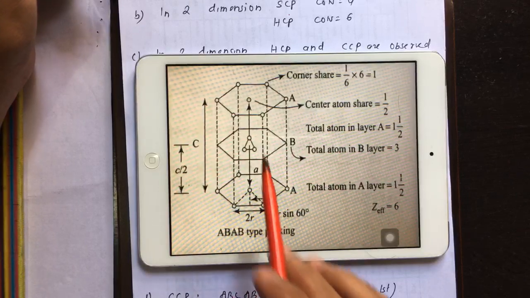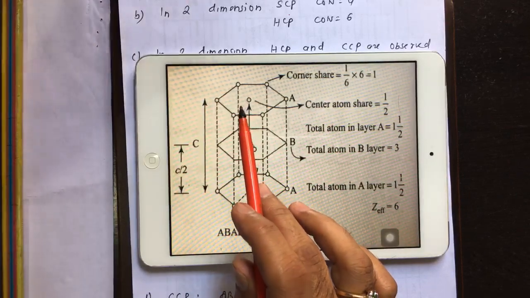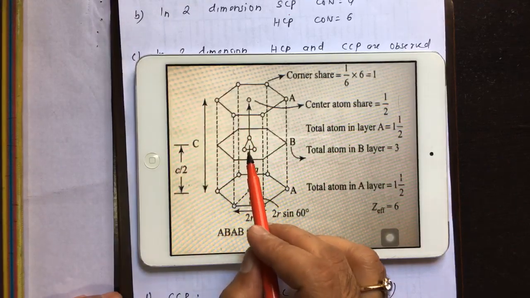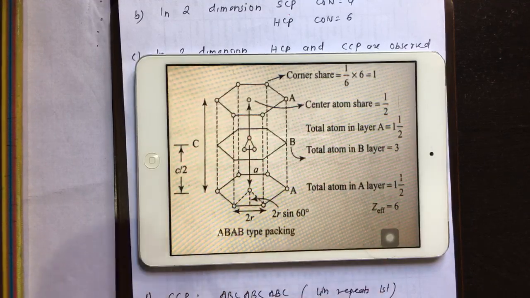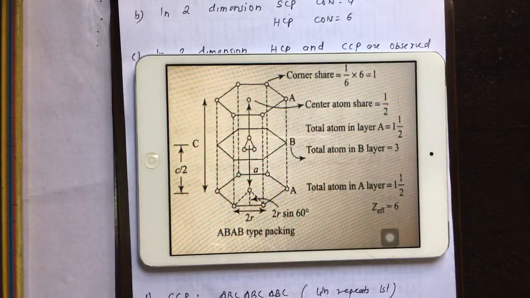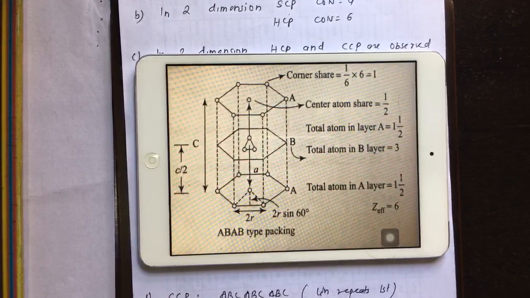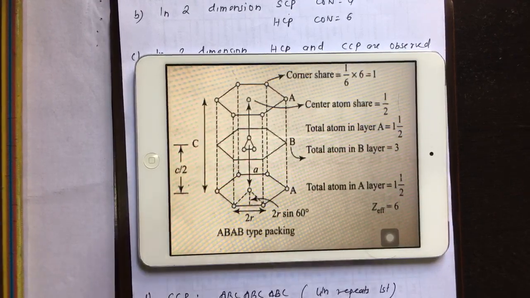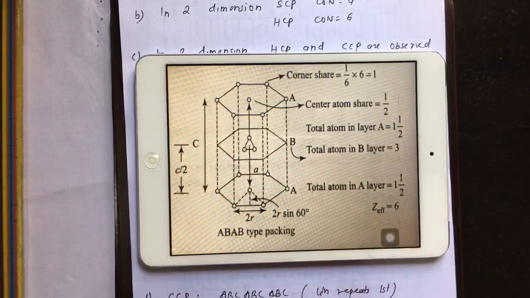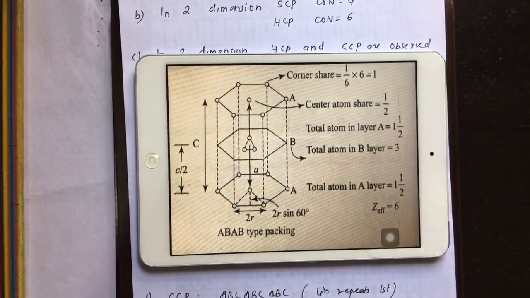And the center, this is a center atom, that is a face center I'm talking about, half. And these 3, if you see this one, this one, and this one, they are present in the body of that particular hexagon. So they are not sharing with anything else. So their entire contribution is taken to be nothing but 3. So we have 2 as the effective number of atoms from the corner.